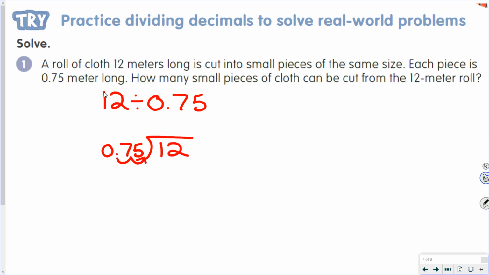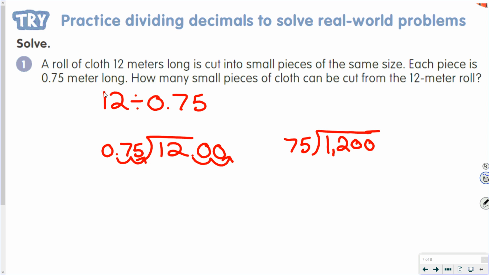We've moved it 2 places to the right, which means we need to move our decimal point in our dividend 2 places to the right. Well, our dividend is a whole number. So for the whole number, you put the decimal point after the whole number. Since we're moving it 2 places, go ahead and put 2 zeros on and move that decimal point 2 places to the right. 75 hundredths is now 75. 12 is now 1,200.